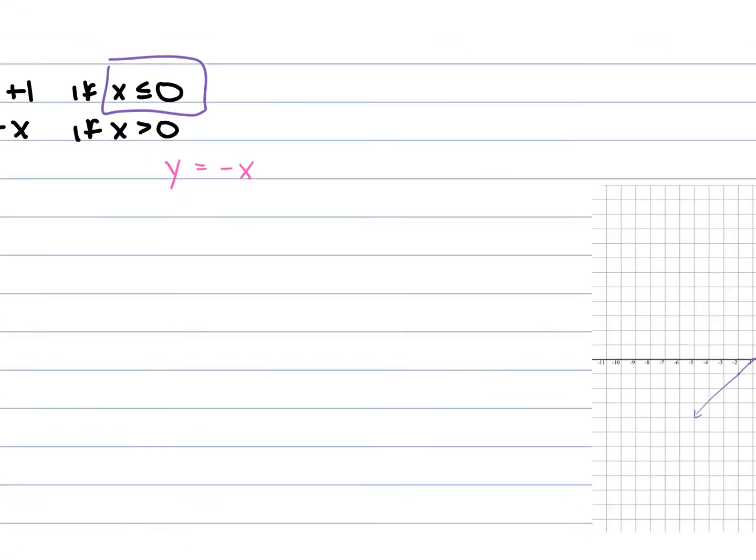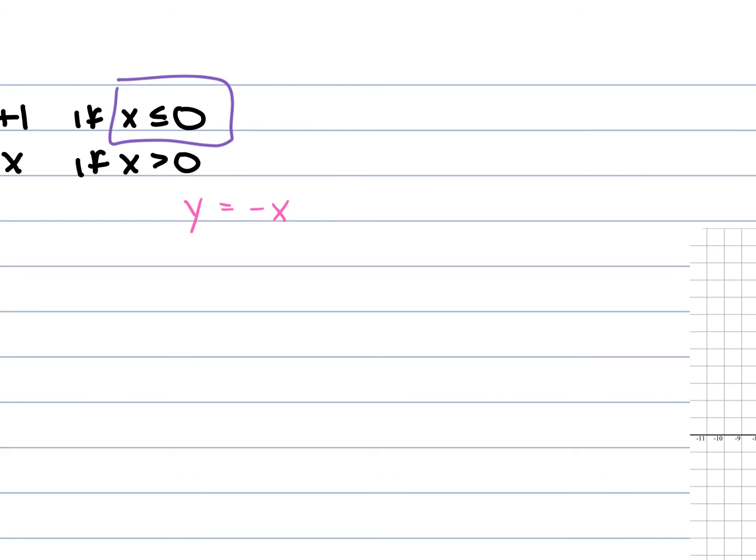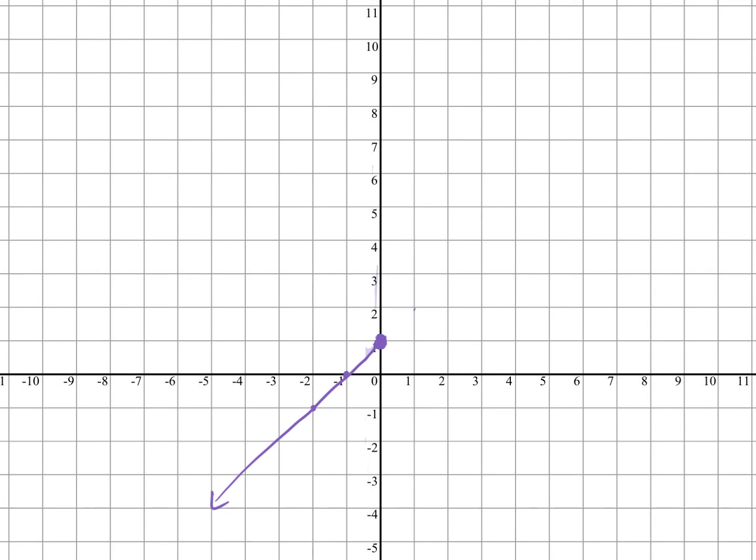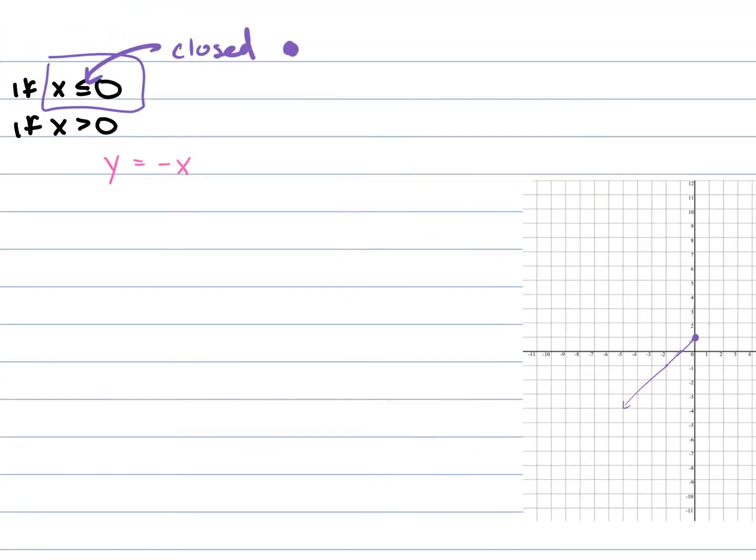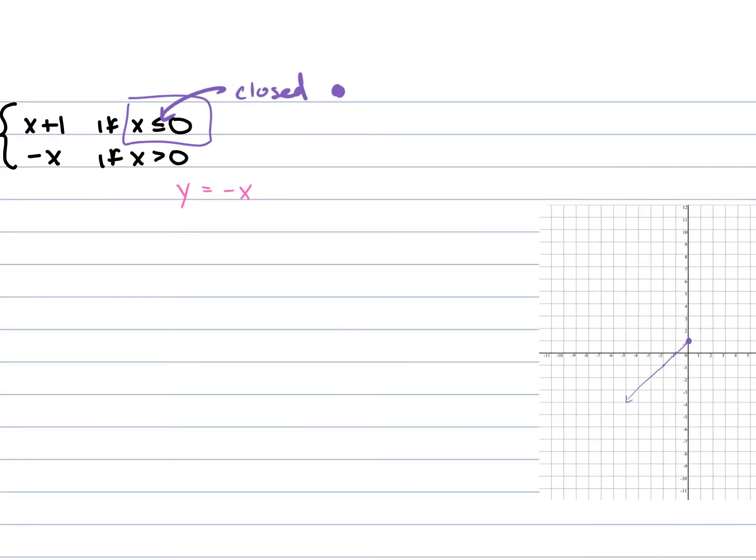And now we want to see at 0, am I going to have an open circle or closed circle here? Closed circle. So we just fill in that dot. So it'd just be a closed circle. So that's our first piece. Any questions on the first piece? Ready for the second one?